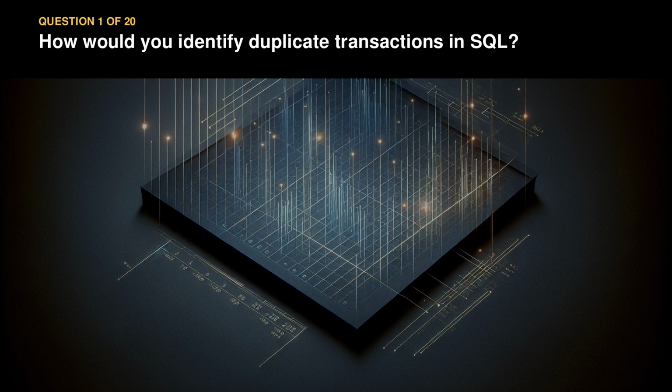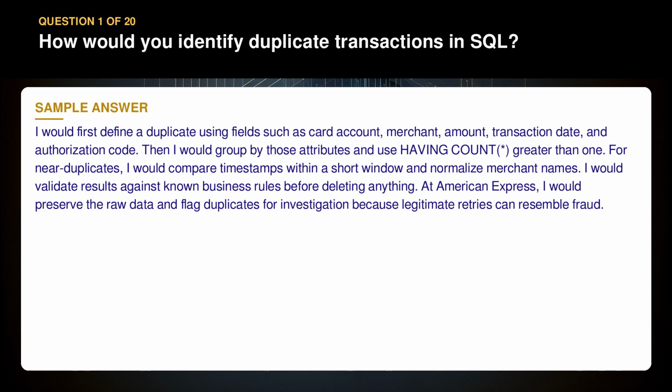Question 1. How would you identify duplicate transactions in SQL? I would first define a duplicate using fields such as card account, merchant, amount, transaction date, and authorization code. Then I would group by those attributes and use having count greater than 1. For near duplicates, I would compare timestamps within a short window and normalize merchant names. I would validate results against known business rules before deleting anything.